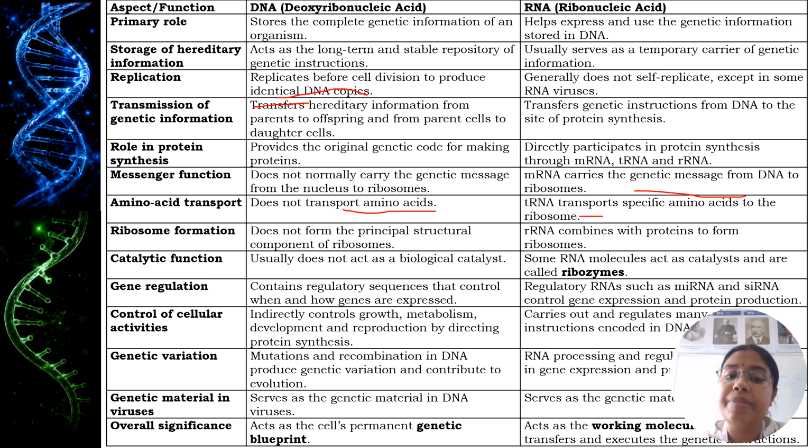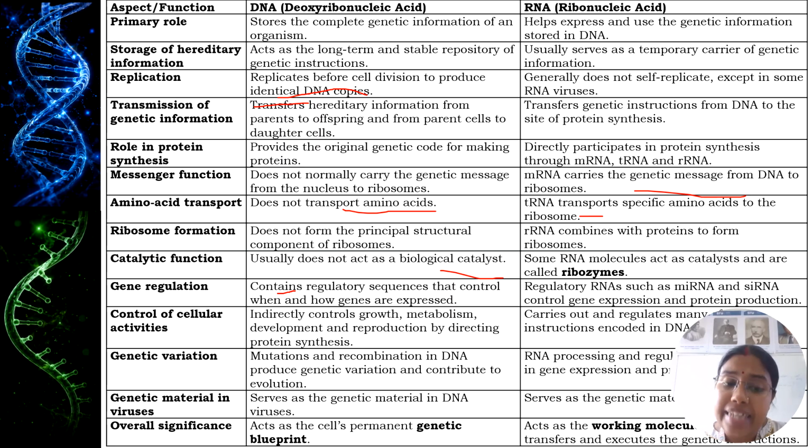DNA does not form the principal structural component of the ribosome. rRNA, the ribosomal RNA, combines with the proteins to form the ribosomes. Usually the DNA does not act as a biological catalyst, whereas some RNA molecules act as catalysts that are called ribozymes. The DNA contains a regulatory sequence that controls when and how genes are expressed. But the regulatory RNA such as the miRNA, siRNA control the gene expression and the protein production.